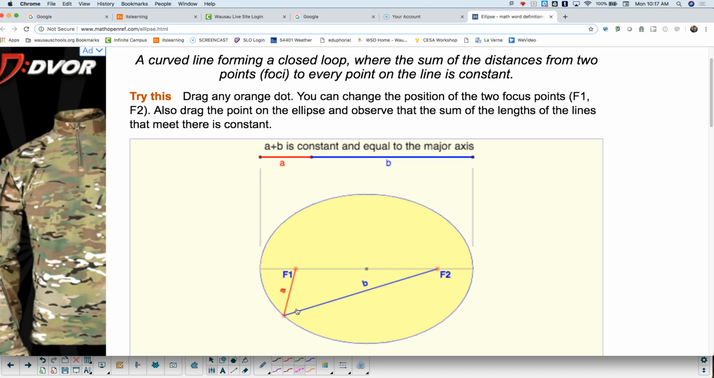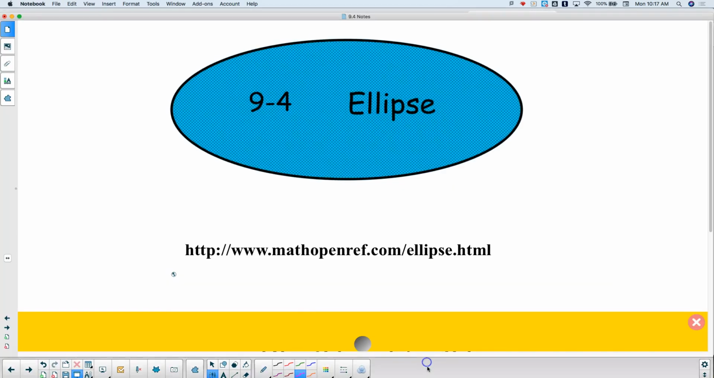Okay? So my goal in the next half hour is to give you an equation of an ellipse and have you graph it on your piece of graph paper. Okay, that's my goal in the next half hour. Actually, to do two of those. Okay? I think we can do it.